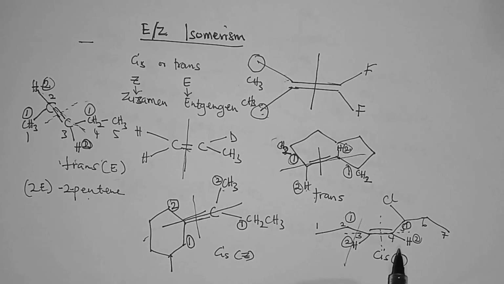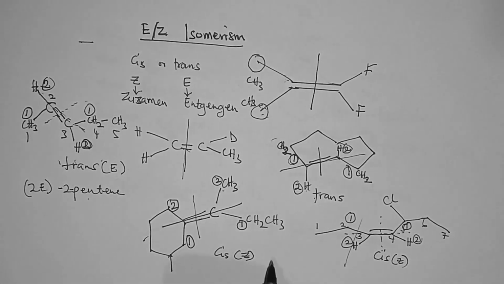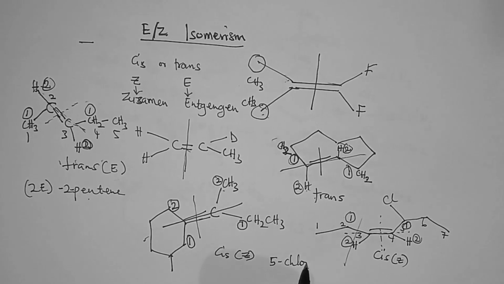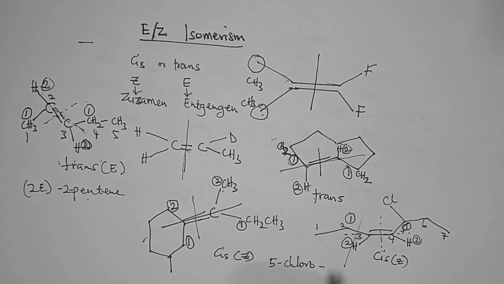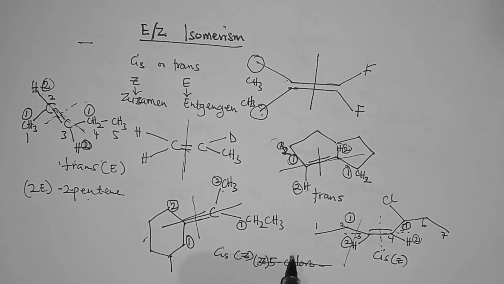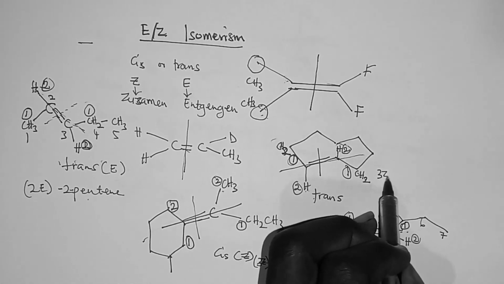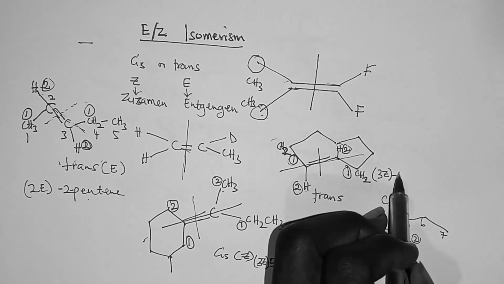But there is a chlorine on carbon number 5. So we need to show the position of the chlorine. So let me write the name here. So it is 5-chloro. And then we have Z isomerism on carbon number 3. So we need to first start with 3Z in brackets.